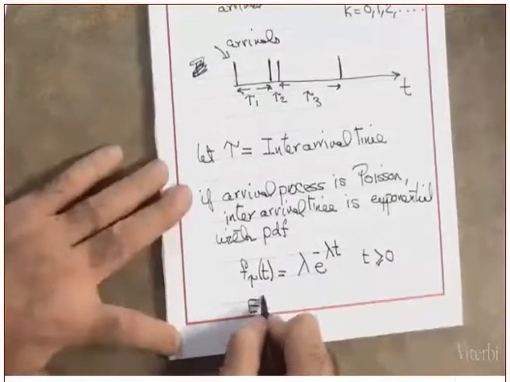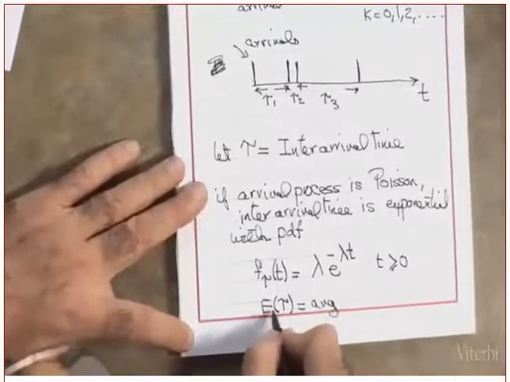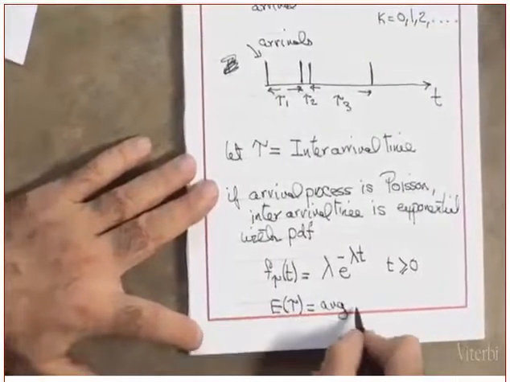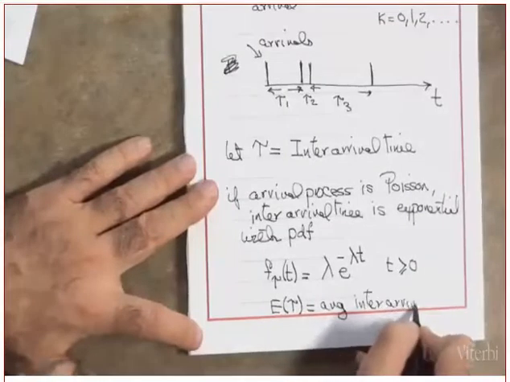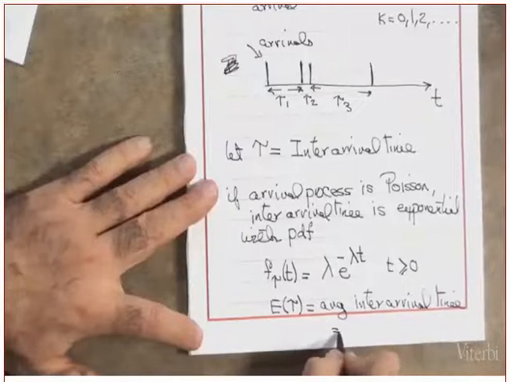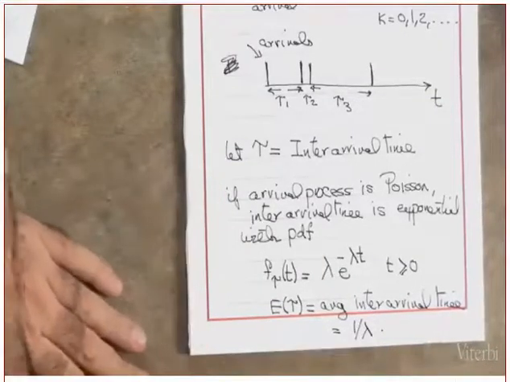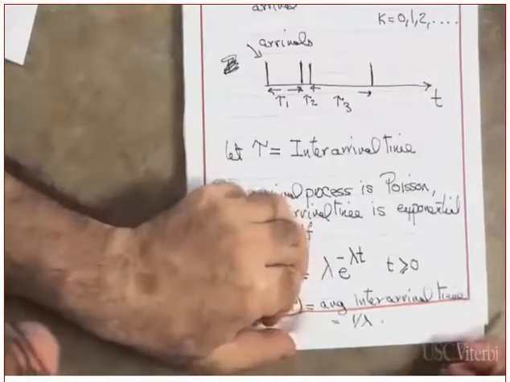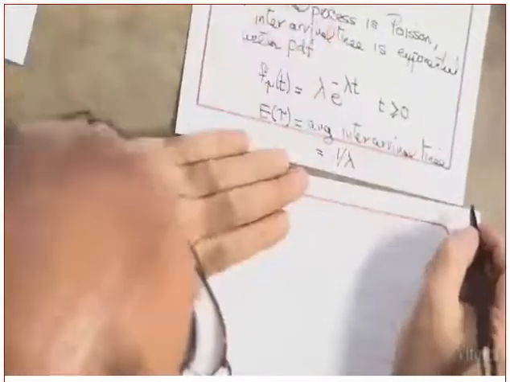What is the average? E stands for expected value. The average arrival time is 1 over lambda. Clear? No response. Oh. The service process.